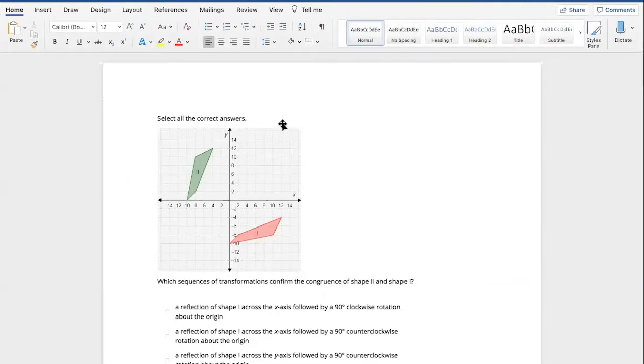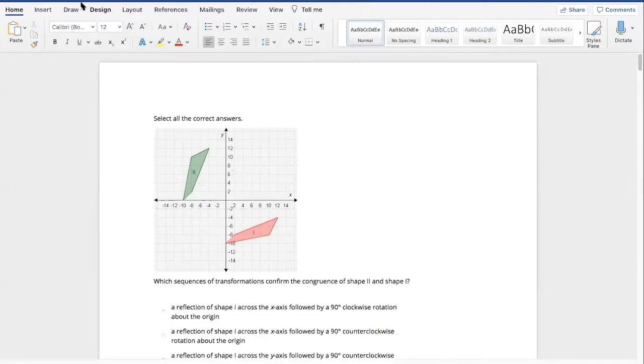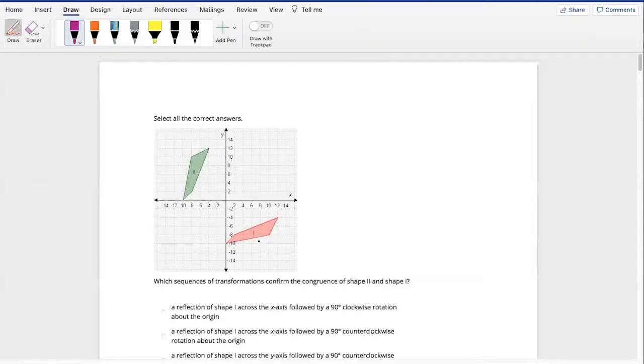Okay, in this video, we're going to talk about congruence and transformations. So we're going to start with one of the review problems here. We have two quadrilaterals, and we can see this was our first one, and this is our second one. So this one would be after the transformation that occurred, and they're asking, which sequence of transformations confirms the congruence of shape 2 and shape 1? So what can be done so that those will match each other?